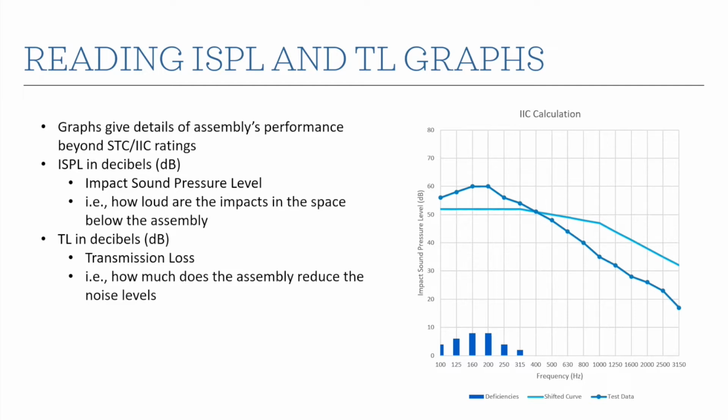When we're doing an STC test, what we get in this graph is the TL in decibels. It stands for transmission loss. And really what it tells us is how much does the assembly reduce the noise levels from this side to this side, right? From the source side to the receiver.